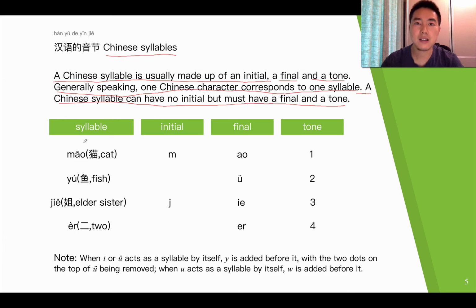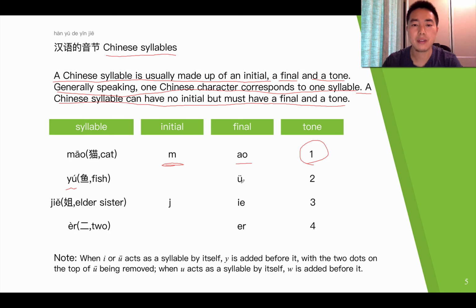Okay, let's take a look at some examples. The first one is a simple one. Firstly, the initial, if you remember, is m. Now, the final is ao, and they're in the first tone. So together it becomes m, ao, mao. Great. Now, read after me one more time. M, ao, mao. Okay.